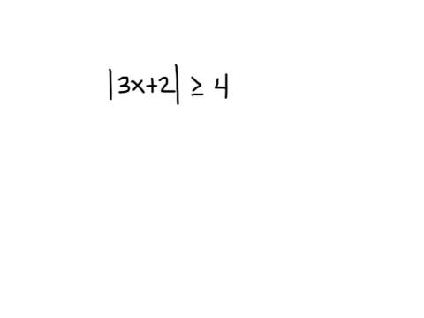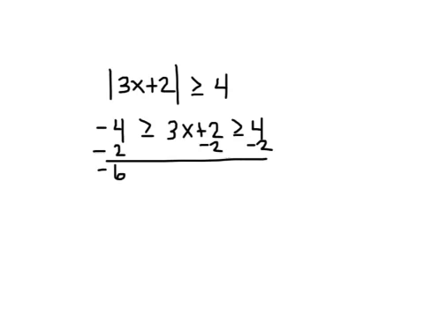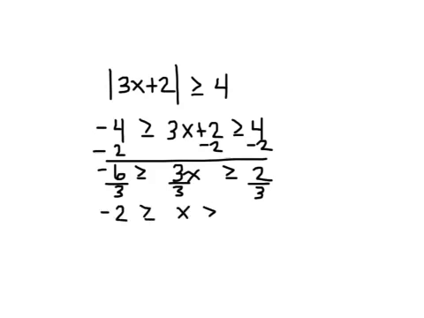As long as the absolute value is all by itself, you can start. If it's not, then you move everything to one side versus the other, but it is, so we're good to go. So I have 3x plus 2 is greater than or equal to 4, and less than or equal to negative 4. Subtract 2 from everything. And then divide by 3. Negative 2, x, 2/3.